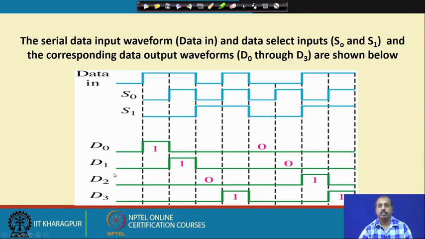Of course, you can say that it does not distinguish between a 0 which is coming from the data input and a 0 which is occurring due to non-selection of the particular output. We will see later that we can have the concept of a tri-state buffer, by which we can get rid of this situation and come to a new logic level which is neither 0 nor 1. That we will see later.